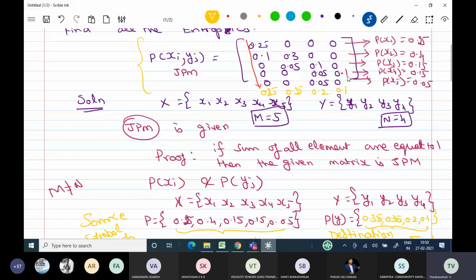Sometimes here also I didn't give this 0.1. If I am not giving this 0.1, you cannot proceed with any calculation. You can straight away give the answer: JPM, sum of all the elements is not equal to 1. Suppose one of the values is missing.